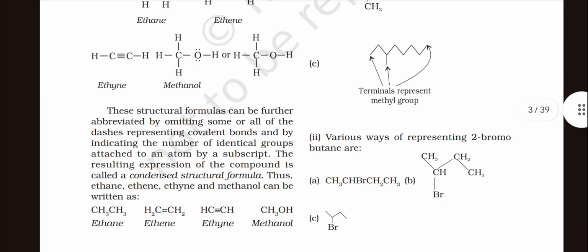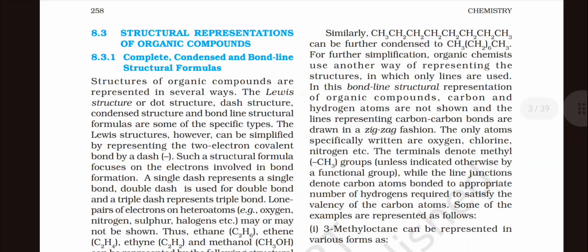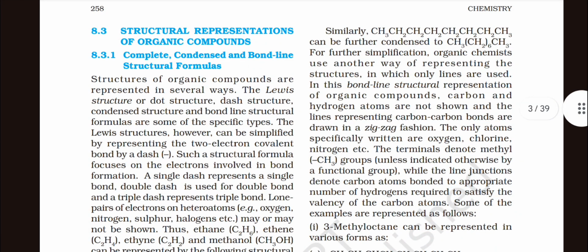Thus ethane, ethene, ethyne, and methanol can be written as CH3CH3 ethane, CH2=CH2 ethene, CH≡CH ethyne, and CH3OH methanol. Similarly, CH3CH2CH2CH2CH2CH2CH3 can be further condensed to CH3(CH2)5CH3.